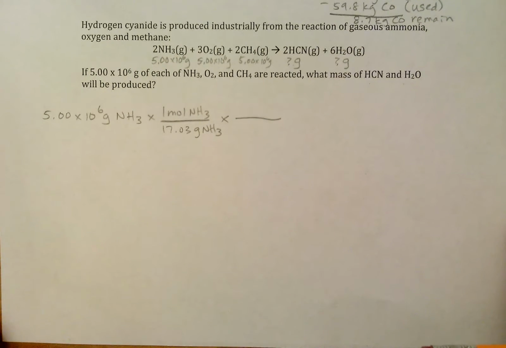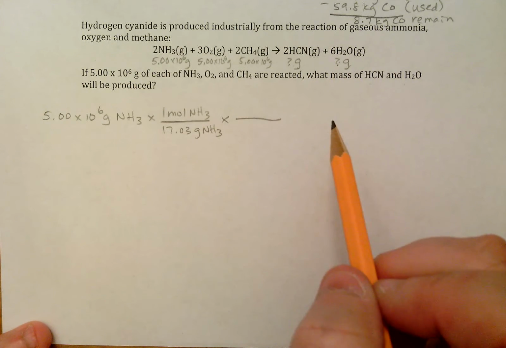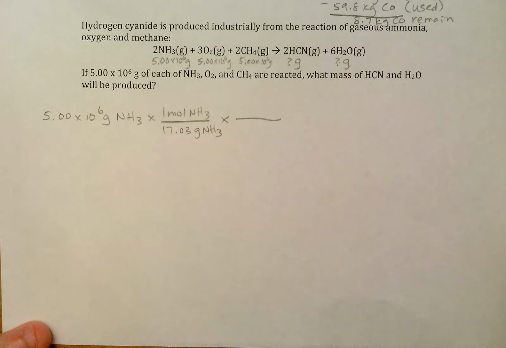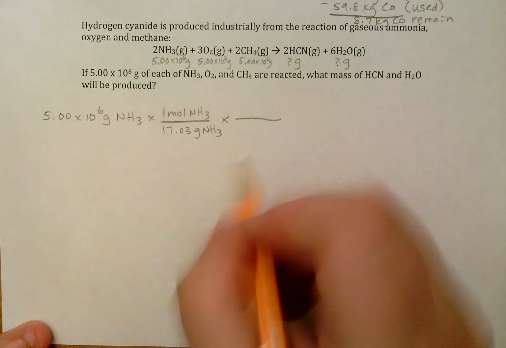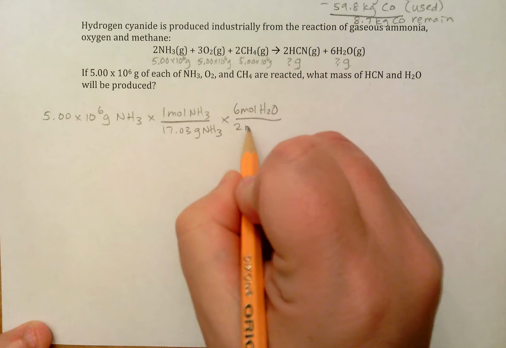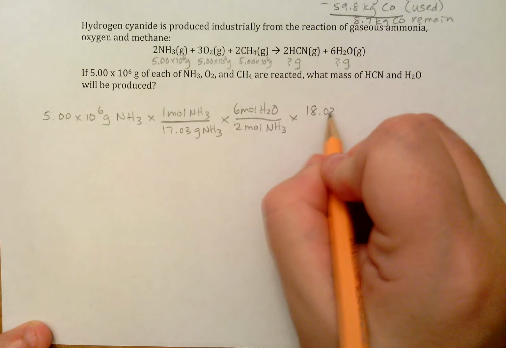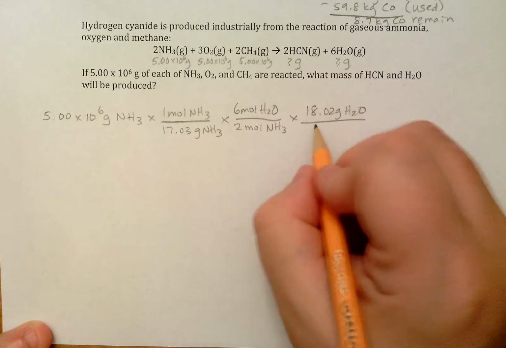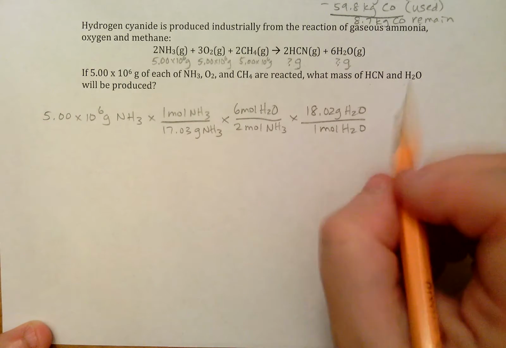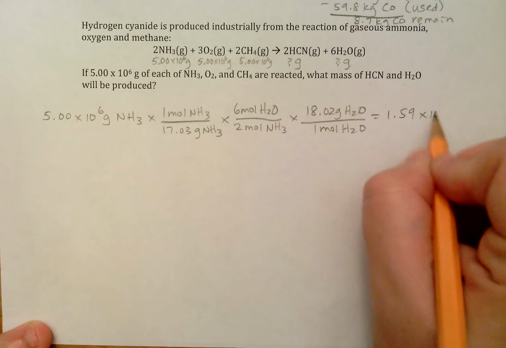All right, so I have to figure out which product I'm going to do first. And, you know, I don't know. I happen to know the molar mass of water, so I'll just use water to figure out the limiting reactant since I have to figure them both out anyway. If it doesn't specify, you can use either one. So I'm going to say, okay, I have 6 moles of H2O to 2 moles of NH3. And then I got 18.02 grams of water equals 1 mole of water. And if I calculate this out, I get 1.59 times 10 to the 7th grams of water.